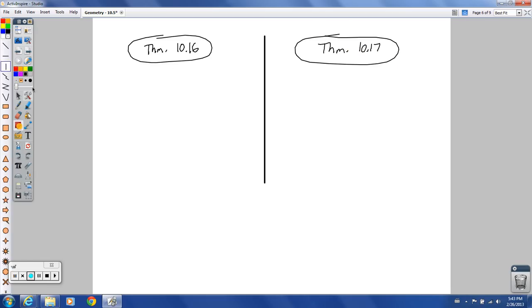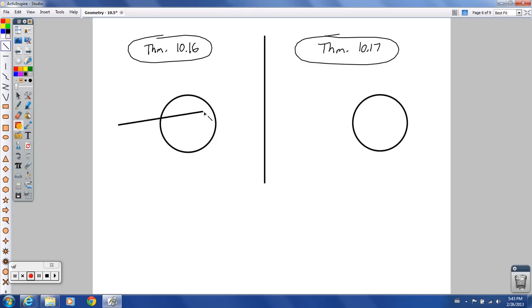And draw a couple of circles. This one I'll put off to the right just a little bit more. Same thing with this one. I'm going to use the segment tool here. These ones will be secant lines, so they will go through the circle like that, and this one will have a tangent line, tangent segment.